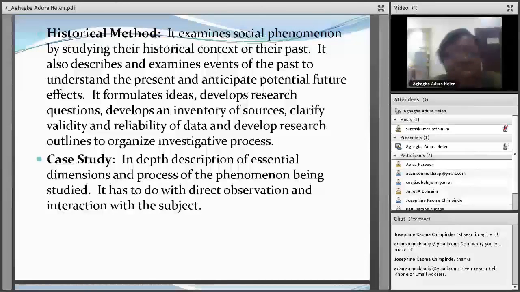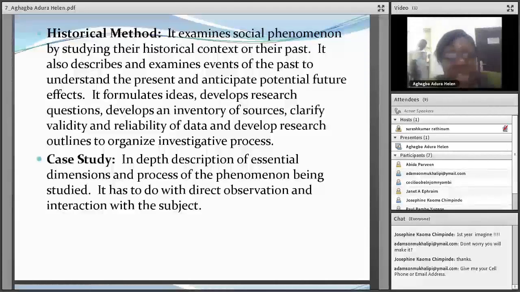Historical method examines social phenomena by studying their historical context or their past. It also describes and examines events of the past to understand the present and anticipate potential future events. It formulates ideas, develops research questions, develops an inventory of sources, clarifies validity and reliability of data, and develops research outline to organize investigative process.